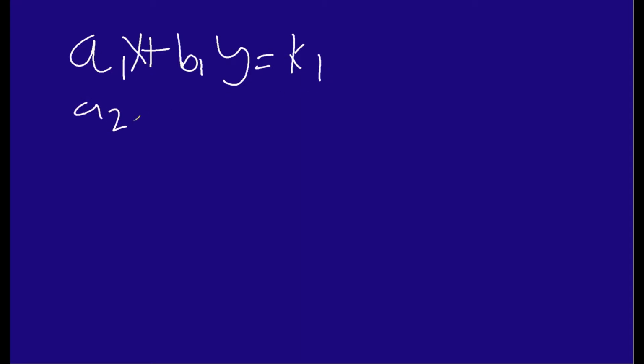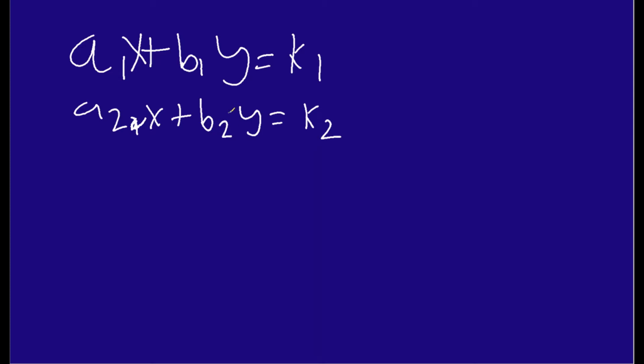So here's what's going on. You have a1x plus b1y equals the constant k1. I should put an x in there, excuse me. And then you have a2x plus b2y equals your constant k2, like so. So we have a1 of x plus b1 of y equals k1, and a2 of x plus b2 of y equals k2. Those are what's happening.